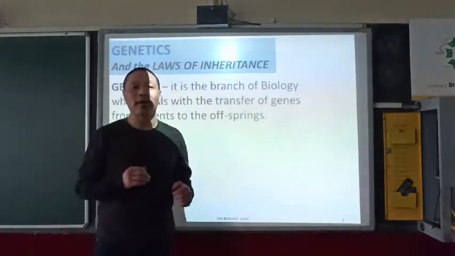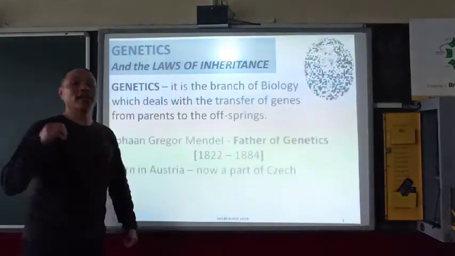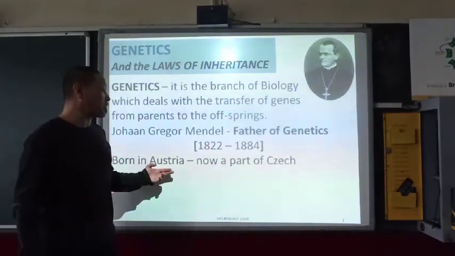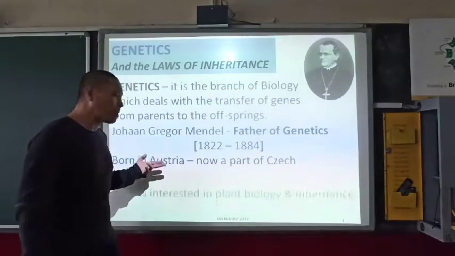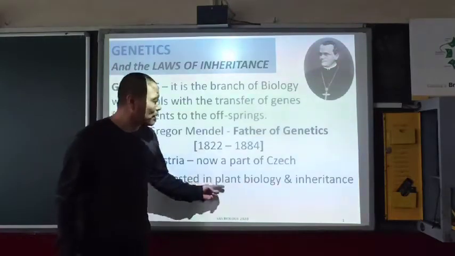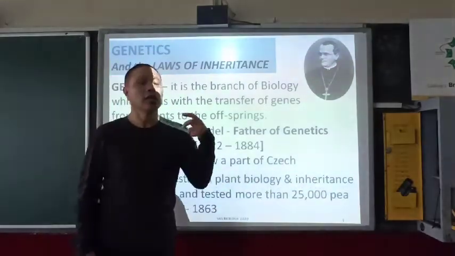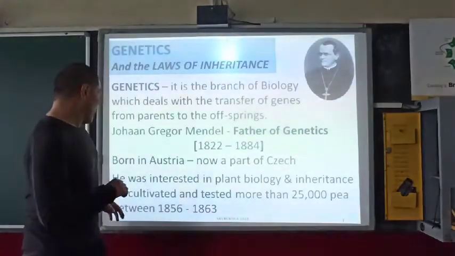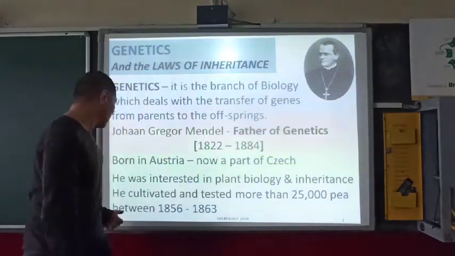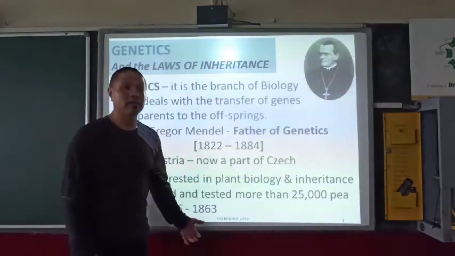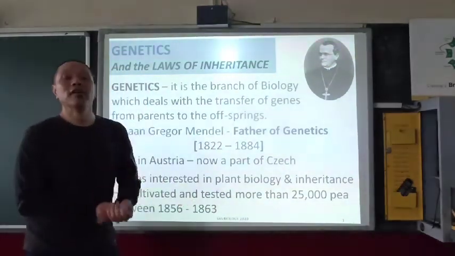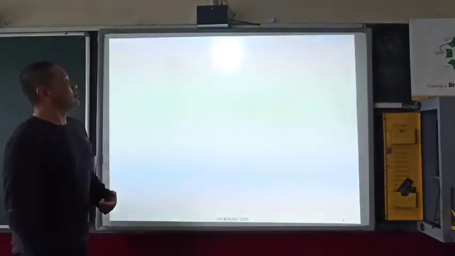And this was studied first by a person called Gregor Mendel. Johann Gregor Mendel, the father of genetics. He was born in Austria, in a part which now belongs to the Czech Republic. He was very interested in plant biology and inheritance, probably because his parents were farmers. He cultivated and tested more than 25,000, almost 30,000 pea plants between the years 1856 and 1863. That was a large amount of plants that he studied.